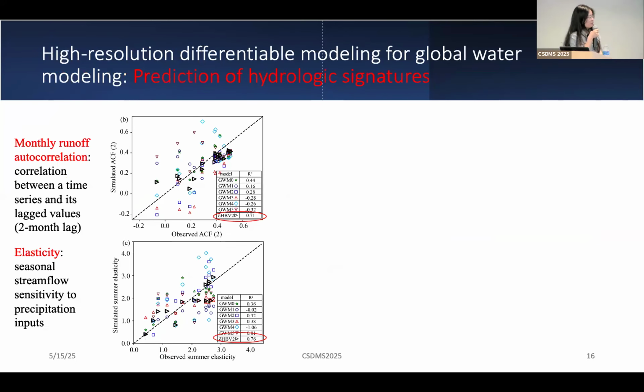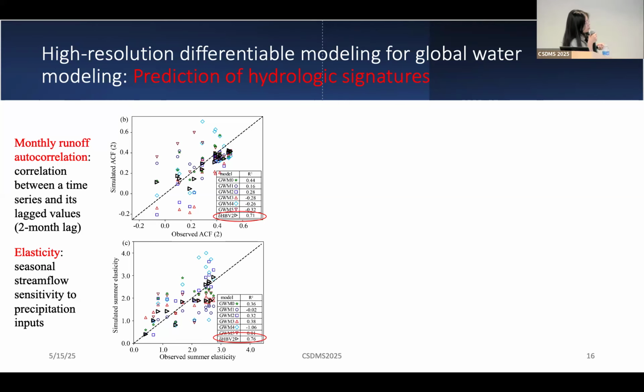And then we further use this model for the prediction of hydrological signatures. For example, the monthly runoff autocorrelation, that is a correlation between the time series and its lagged values, for example here a 2-month lag. And then we also predict the elasticity, that is the ratio of the seasonal streamflow to its precipitation input.